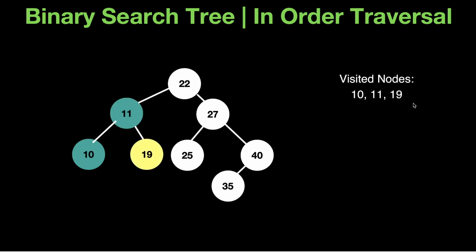We visit 19 and then we go back and then we go back and visit 22, because all of the nodes in the left subtree are already visited. Now it is the turn of the node itself. Now it is the turn of the right subtree. We go to the right subtree, but we do not visit 27 because we will first have to go to the left subtree and then only we come back to the node itself. So go to the left subtree 25. We visit 25 because it is the leaf node.